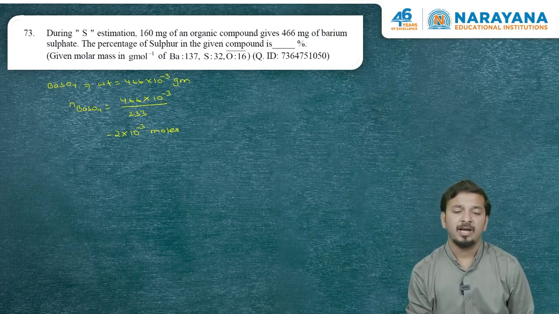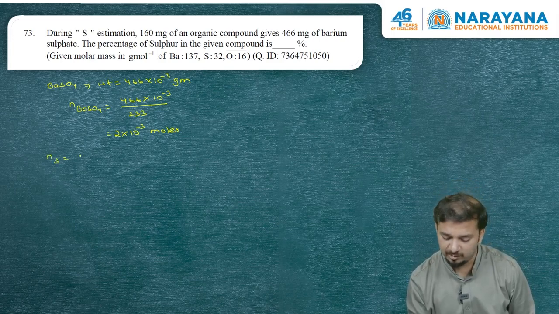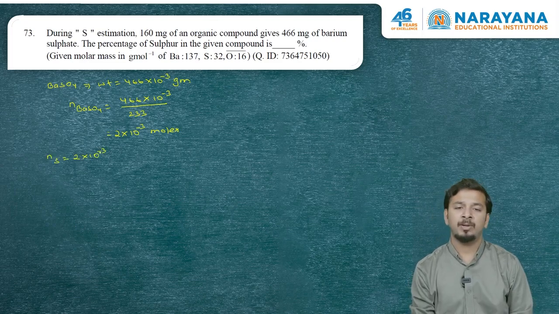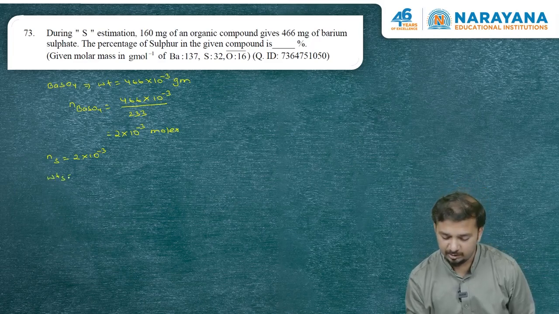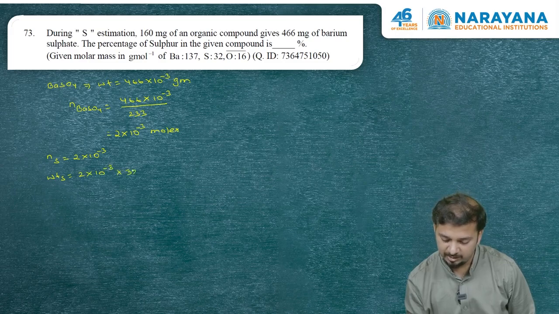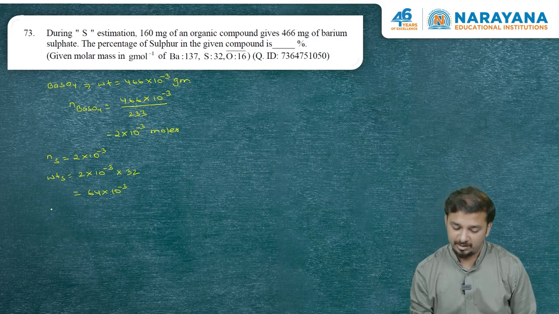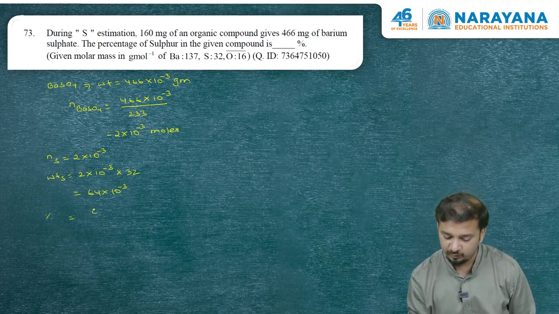And we can see that 1 mole of barium sulfate has 1 mole of sulfur. So the moles of sulfur in barium sulfate is 2 × 10^-3, and the same moles of sulfur is present in the organic compound. So we can calculate the weight of sulfur: moles into molar mass, which is 32, so it is 64 × 10^-3. The percentage of sulfur will be 64 × 10^-3 upon 160 × 10^-3 into 100.